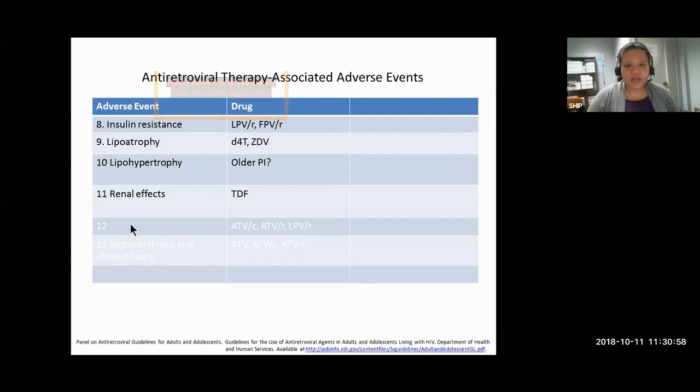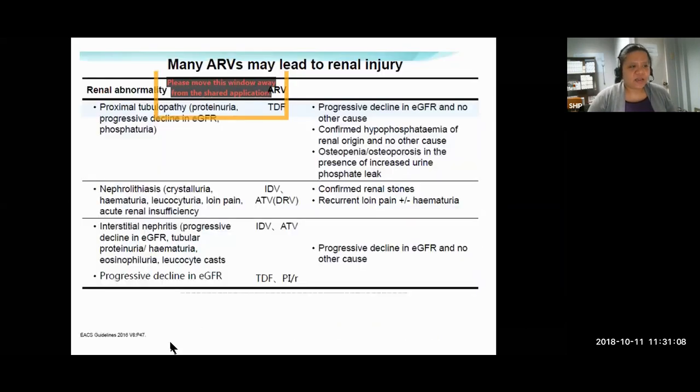Okay, next, renal effects. So we have tenofovir, the TDF, not the TAF, as a culprit for this. And there are actually different types of renal problems. For TDF, it is a proximal tubulopathy, wherein you can see a progressive decline in your GFR and excretion of phosphate. Okay, so makikita natin na wala namang ibang cause, pero bakit bumababa yung glomerular filtration rate ng ating patients?